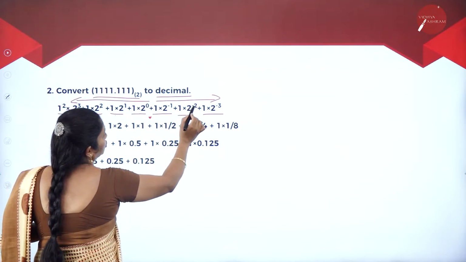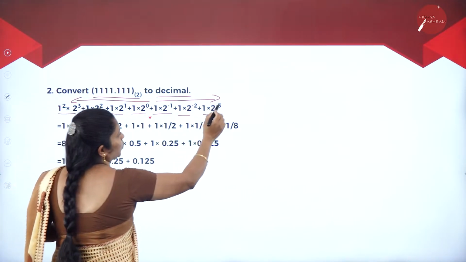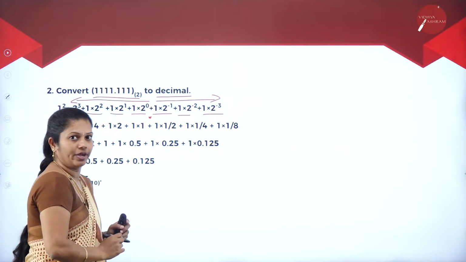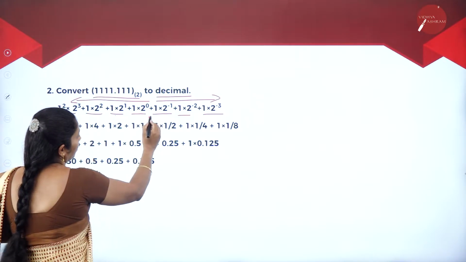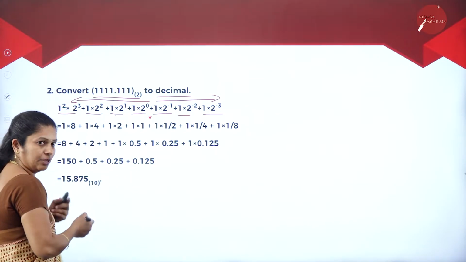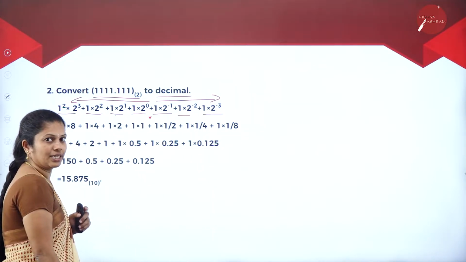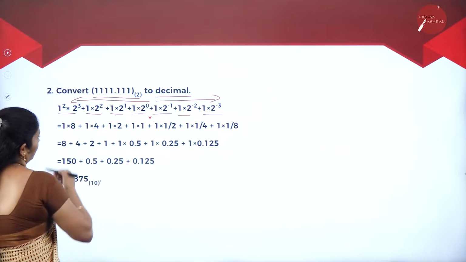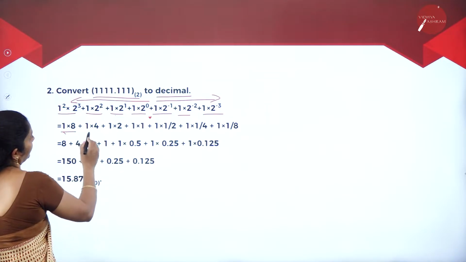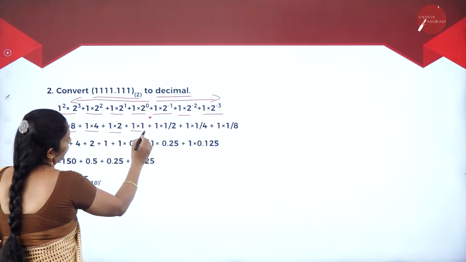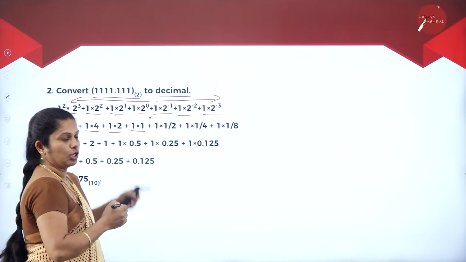Then 1 into 2 to the power of minus 2. Then 1 into 2 to the power of minus 3 we have to write. That means after the point, if you are moving left side, then positive sign. If you are moving right side, then negative sign you have to write. Then here, perform the process. Here 8, 4, 2, 1, because 2 to the power of 0 is 1.